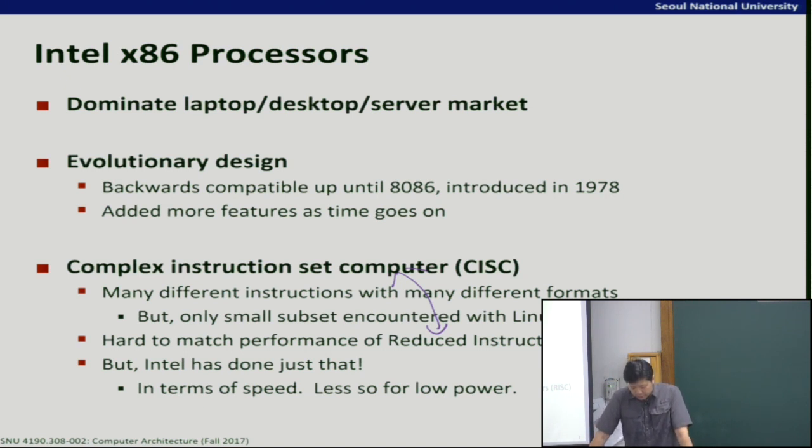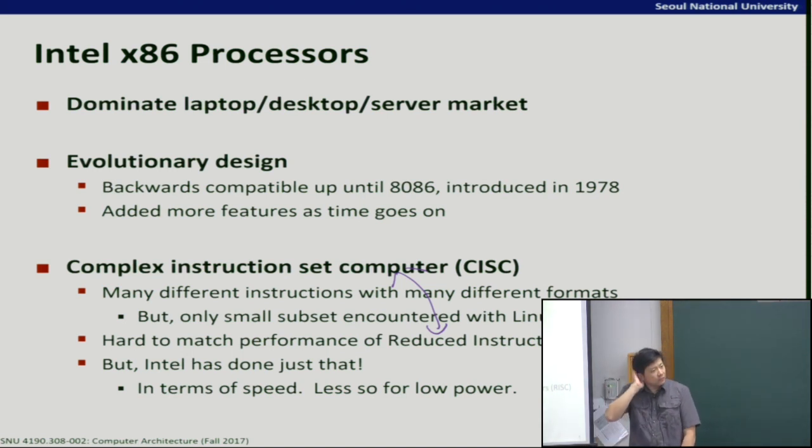Generally, from a historical perspective, RISC machines have had better performance than CISC architectures. But Intel put huge engineering effort into creating a CISC machine whose performance is competitive with a RISC machine. Okay.